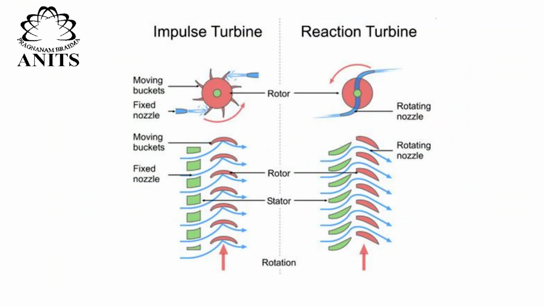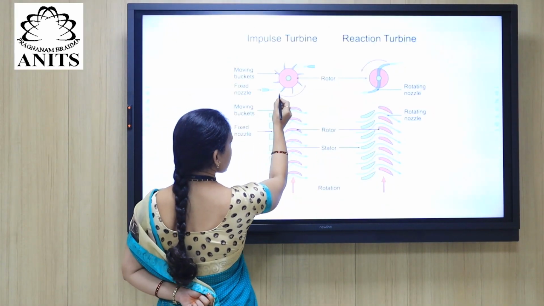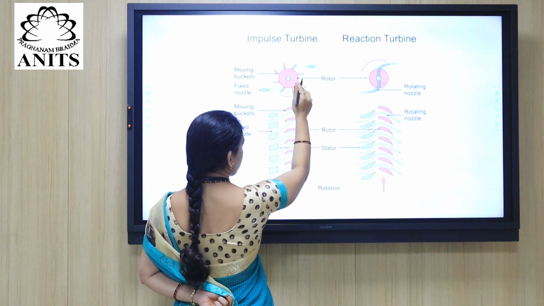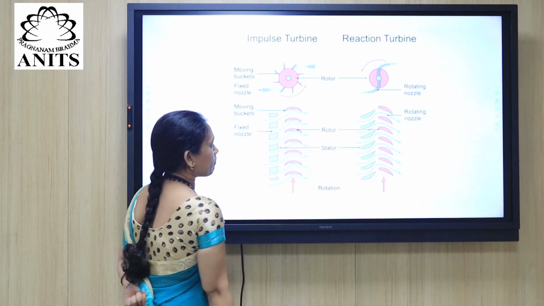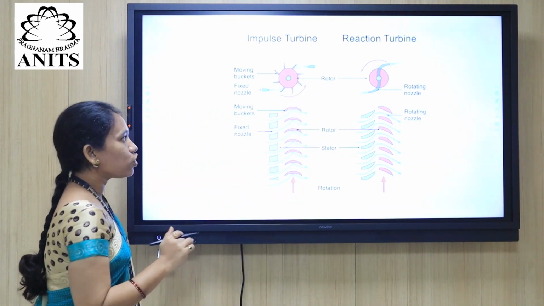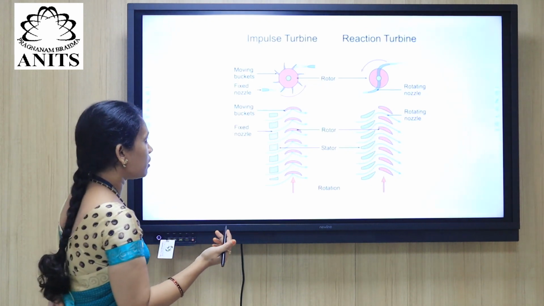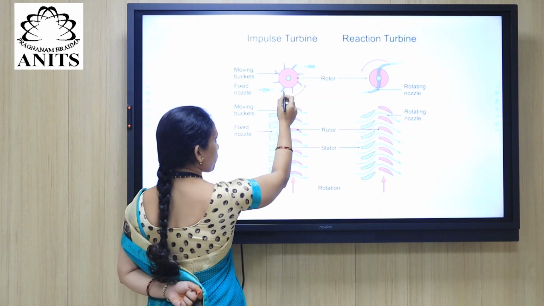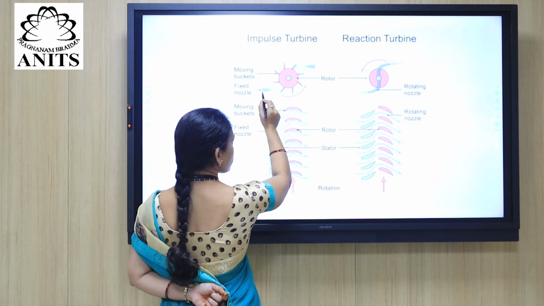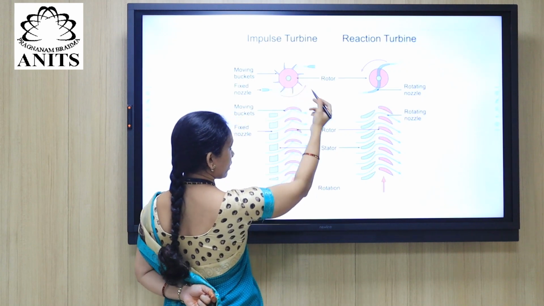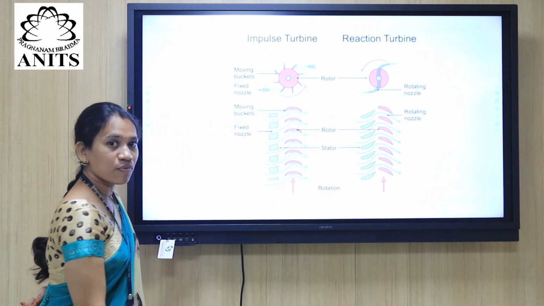Moving to the next, here is the difference between impulse and reaction turbine again. If you observe, the jet is striking the vanes in this direction and it is rotating. The middle one is known as the impeller. The vanes are bound on the circumference, in the peripheral direction of the impeller. Here the moving buckets move in this direction. When the jet is striking, it starts rotating, so that mechanical energy is developed.